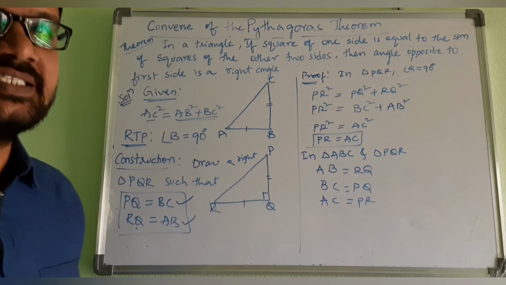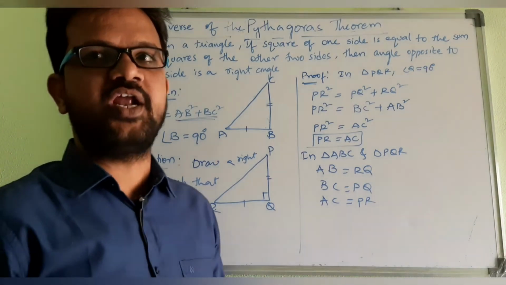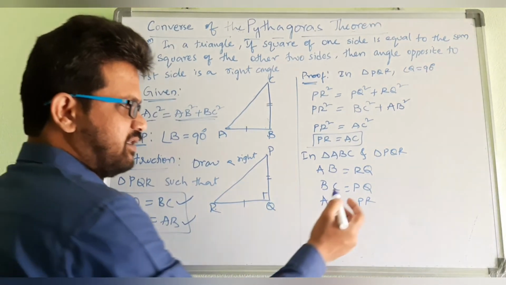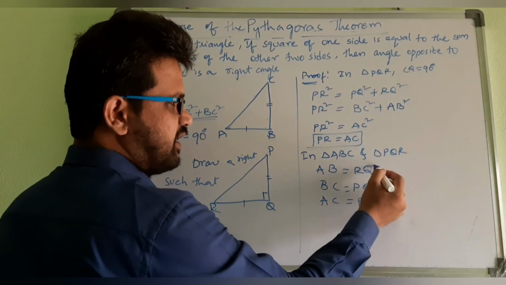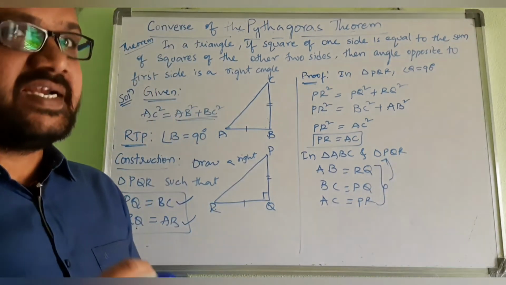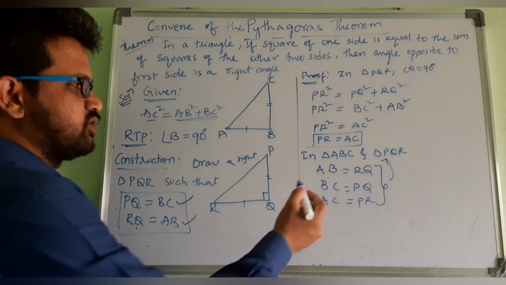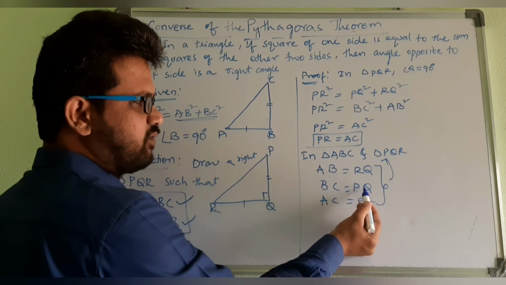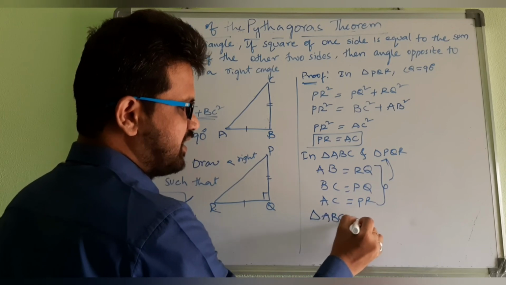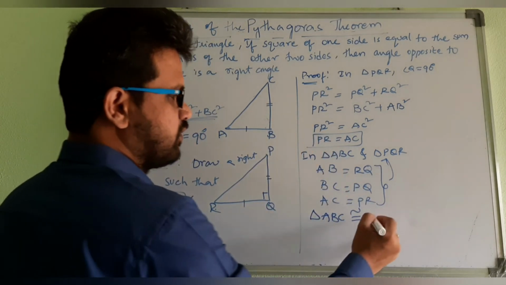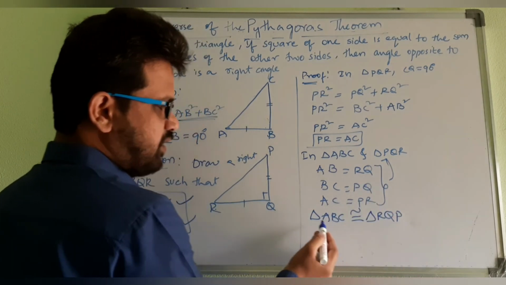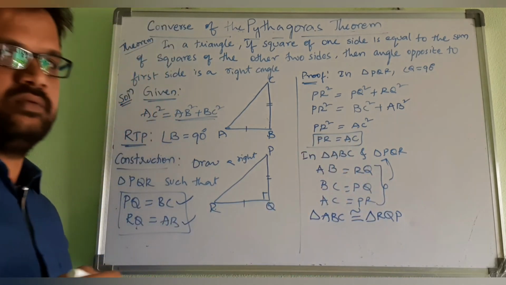Then what can we say, similar or congruent? When corresponding sides are equal, then the two triangles are congruent. When corresponding sides are proportional, then they are similar. So AB is equal to RQ, BC is equal to PQ, AC is equal to PR. So we can write triangle ABC is congruent to triangle RQP, where A corresponds to R, B to Q and C to P.